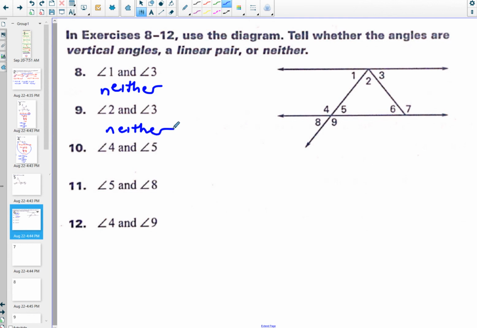Okay? How about 4 and 5? Those are not vertical. That's linear. Those are a linear pair. Yeah, they're next to each other. They make a straight line. Those are a linear pair. How about 5 and 8? Those are vertical. See, 2 lines going straight through each other, and they're across, vertical. And then 4 and 9 are also vertical. Very good. That's it. Good.